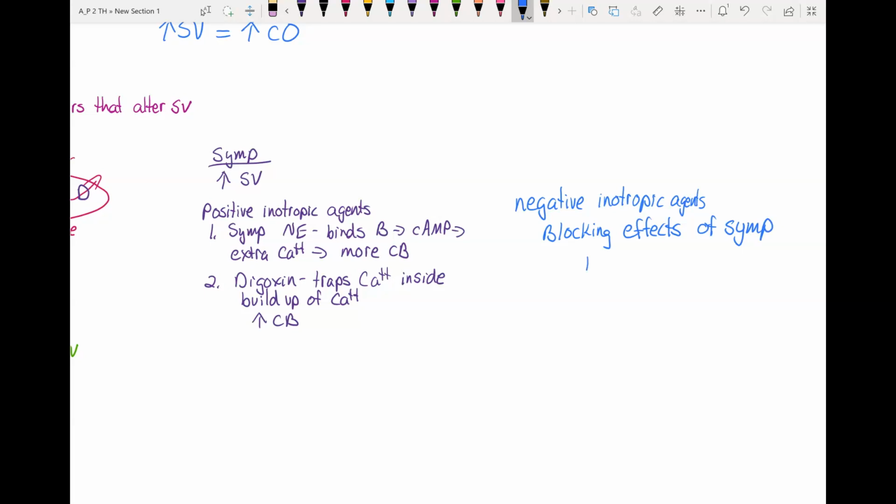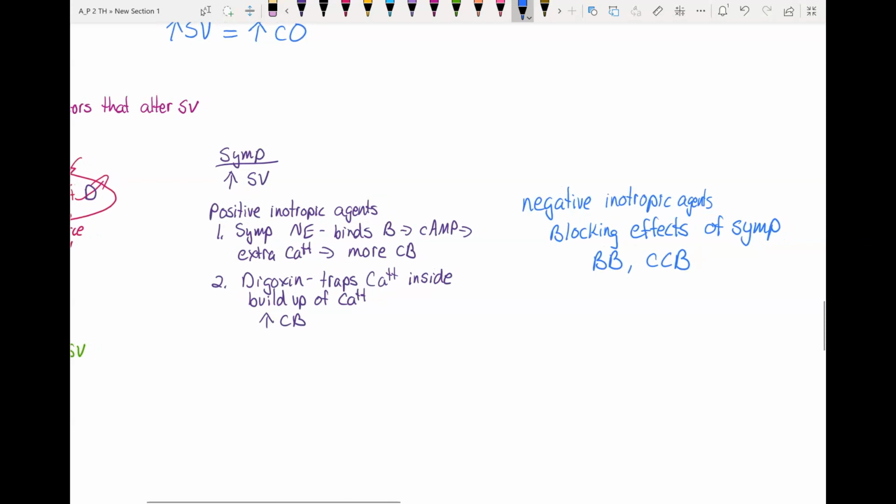So again, beta blockers and calcium channel blockers. If you want to make the heart have less force, the only thing you can do is take away the gas pedal. Take away the sympathetic stimulation that's making it have more force. So that's how negative inotropic agents work. And also, electrolyte imbalances can be a negative inotropic agent.